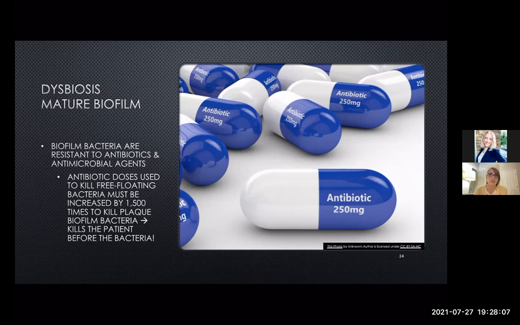Well, it would take 1,500 times the dose to kill bacteria inside of a biofilm. That dosage would kill a patient before it killed the bacteria in a biofilm. So we're not going to be using that to treat patients who have mature plaque biofilm. Not going to help.